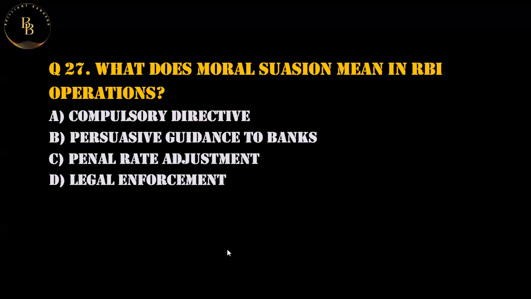Coming to question number 27, what does moral suasion mean in RBI operations? Is it compulsory directive, persuasive guidance to banks, penal rate adjustment, or legal enforcement? It is a persuasive guidance to the banks, where the RBI uses persuasion rather than a mandate. Example, urging banks to lend to priority sectors.